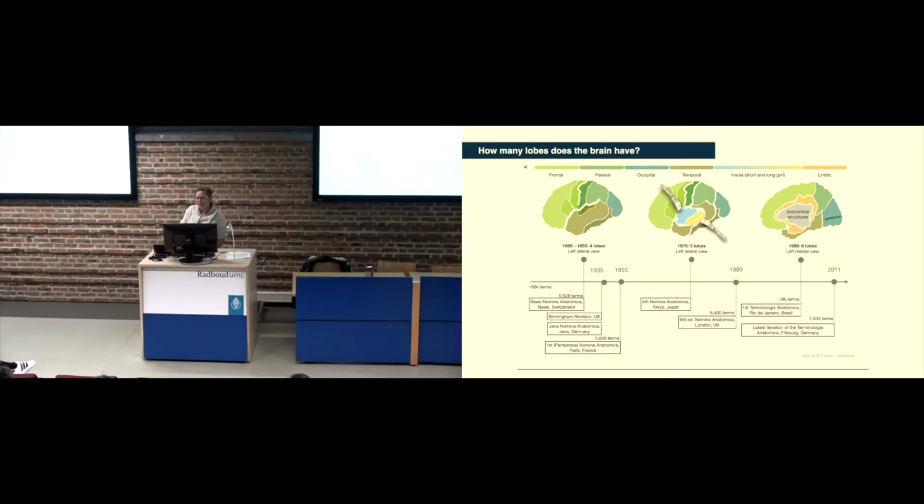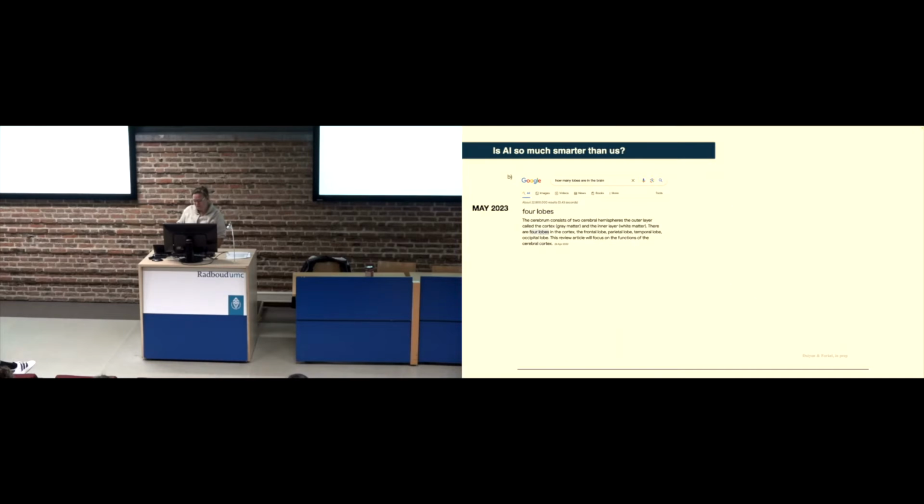Now, I not only ask students that question, I also ask the smartest things we have on this planet, apparently. So I asked Google, and in May this year, Google was convinced there are 4 lobes. When I asked Google again in September, it had new entries and it learned that in fact it is 6 lobes.